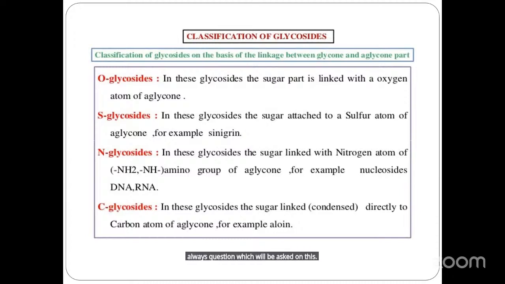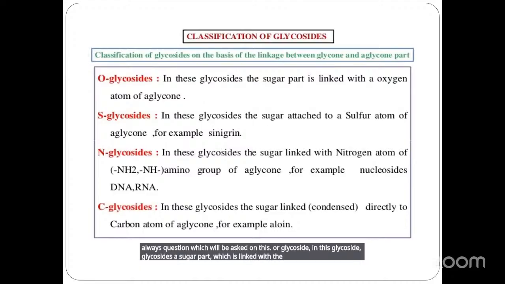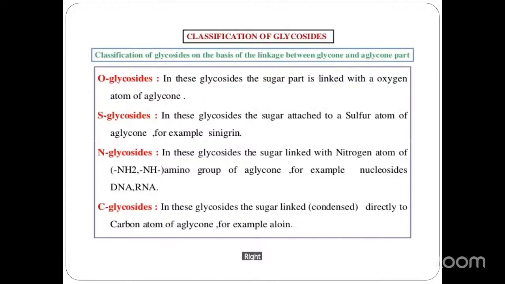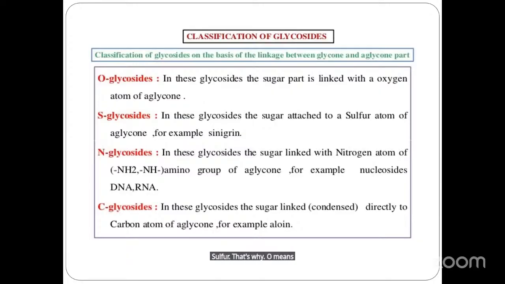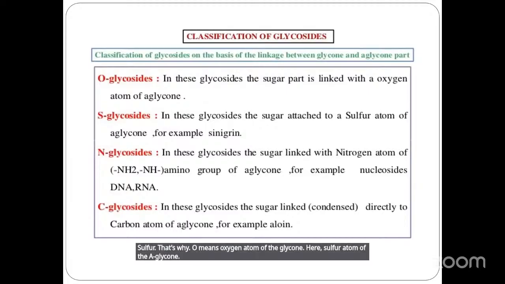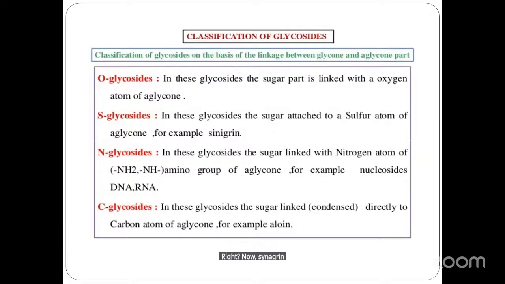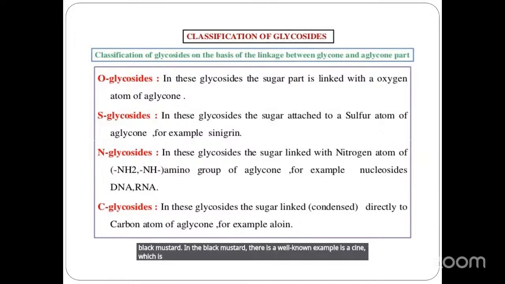O glycoside: in this glycoside the sugar part is linked with the oxygen atom of the aglycone, right? S glycoside: the sugar is attached to the sulfur. That's why O means the oxygen atom of the aglycone, and here the sulfur atom of the aglycone, right? Now sinigrin, in black mustard, is a well-known example, which is a thiocyanate glycoside.